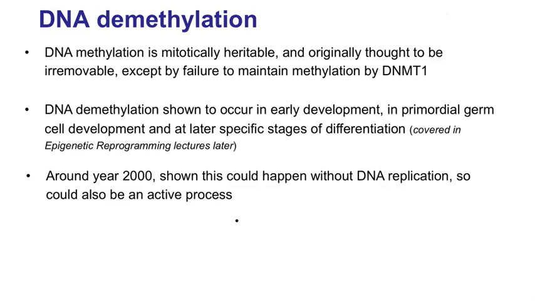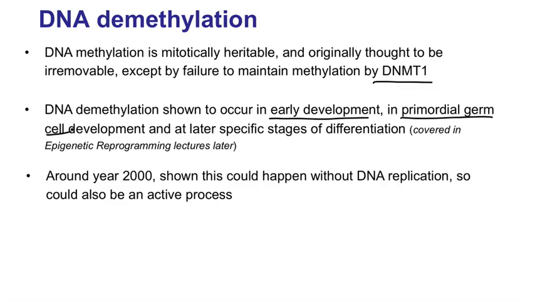So originally it was thought that this could only happen because you wouldn't have DNMT1 around. So if DNA methyltransferase 1, this DNA methyltransferase which recognises the hemimethylated DNA upon replication, wasn't in the nucleus or wasn't being expressed, so it wasn't being made by the cell, then this would passively lead to demethylation. We know that this demethylation happens in early development and in primordial germ cell development and at later times in differentiation.